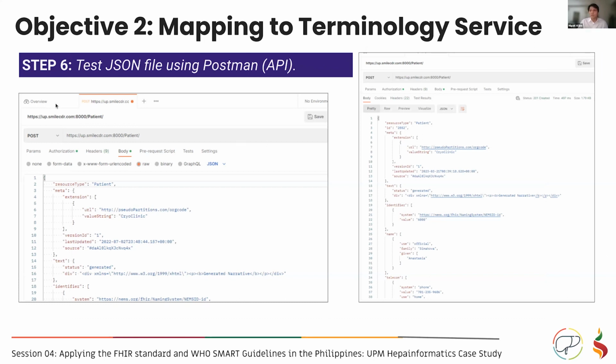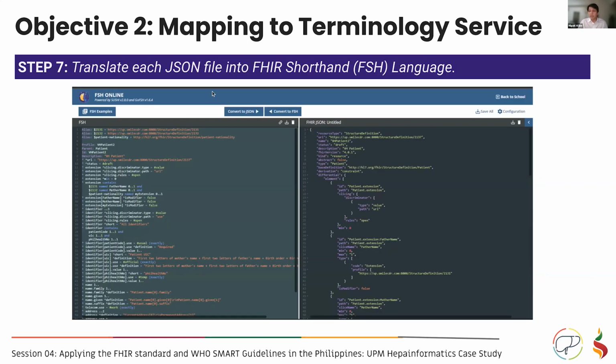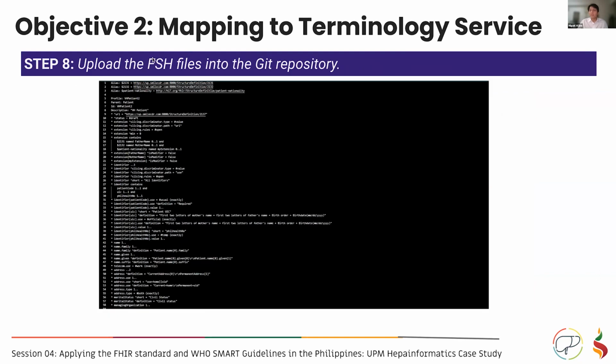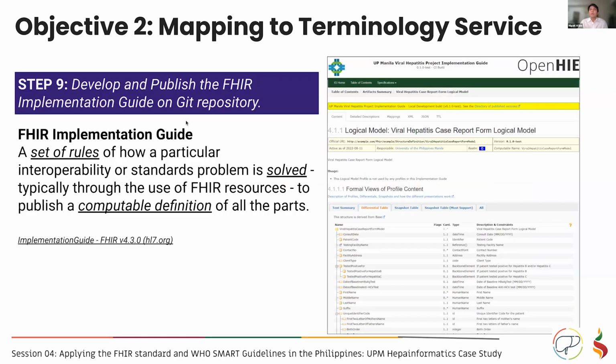And once we knew that the Postman API test was correct, the next step was to transform it into FHIR Shorthand language. FHIR Shorthand is another language that is focused on the implementation guide. And once we have the shorthand files, the FSH files, they were uploaded into a Git repository. And eventually, using that, we developed our implementation guide.